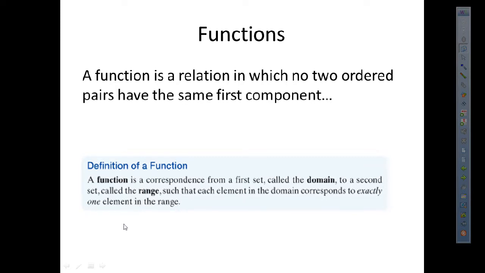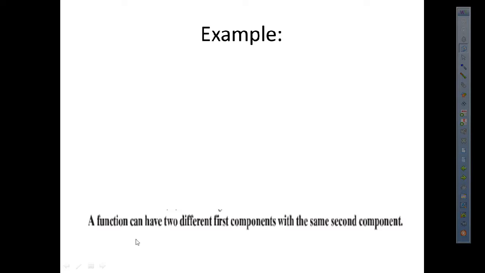Another way to simplify this is to say this: for any x value, there is only going to be one y value that goes along with that x. So if your domain or your x value is 4, and you have one point that's (4, 2), you cannot have any other point that has 4 as an x value with any value other than 2 as a y value. So a function can have two different first components with the same second component, but it can't have two first components that are the same with two second components that are different.